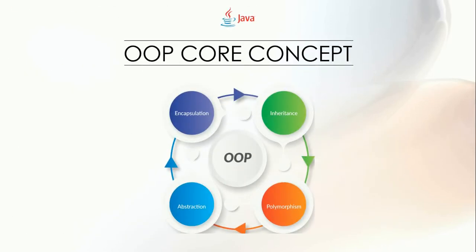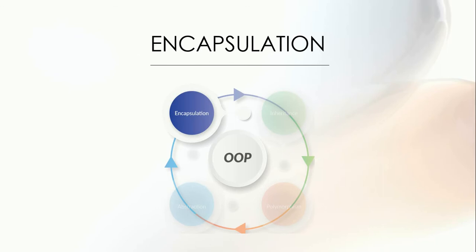There are four core concepts in object-oriented programming: encapsulation, inheritance, polymorphism, and abstraction. The idea behind encapsulation is to ensure that implementation details are not visible to users. The variables of one class will be hidden from the other classes, accessible only through the methods of the current class. This is called data hiding.